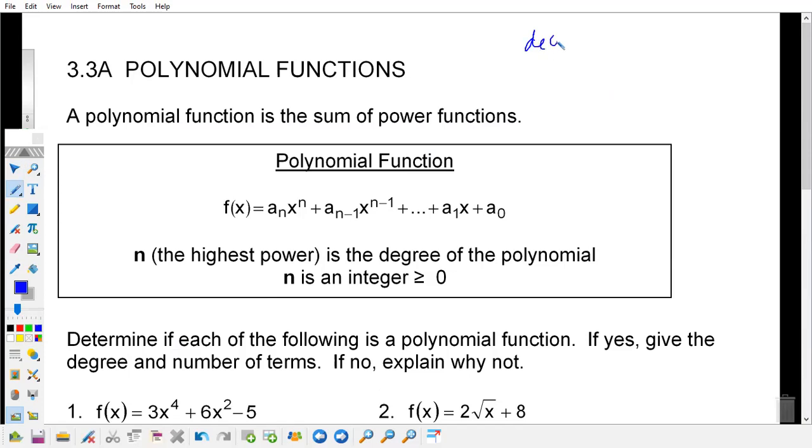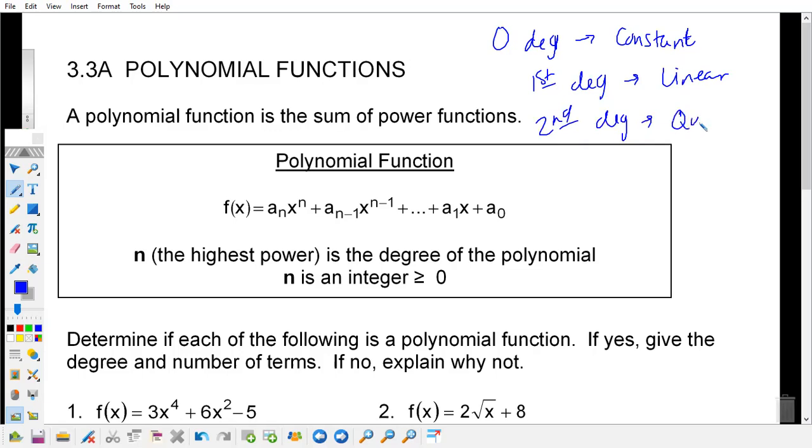A 0 degree power function is a constant, which is just a number. A first degree polynomial function is just a linear equation. A second degree polynomial function is just a quadratic. Have we not worked with constants, linears, and quadratics? We have. So you've been working with polynomials all along. They just weren't really called polynomials.